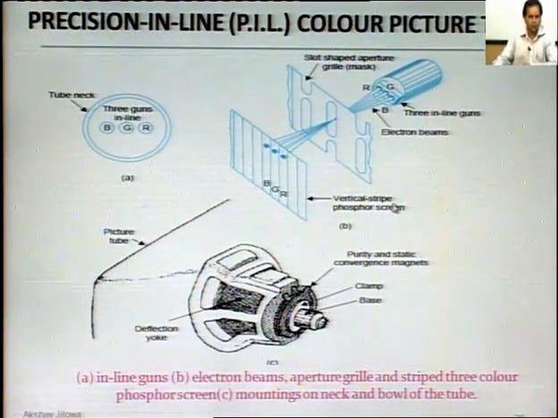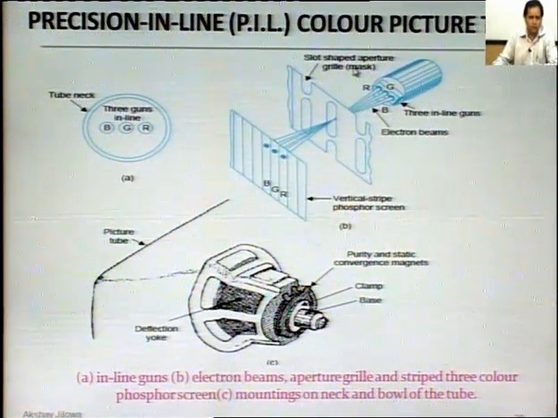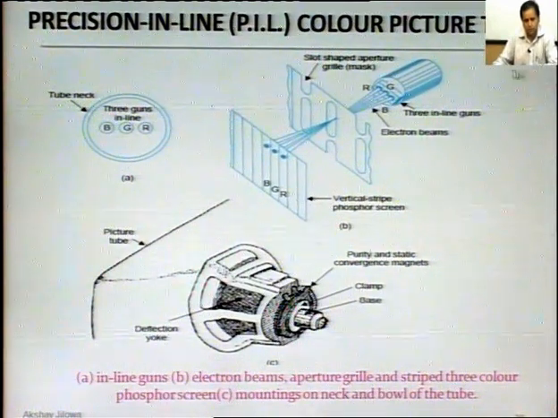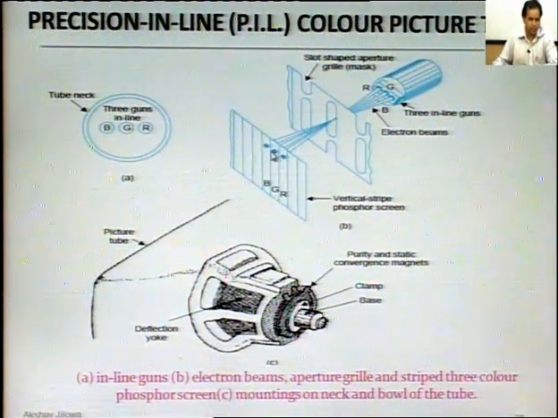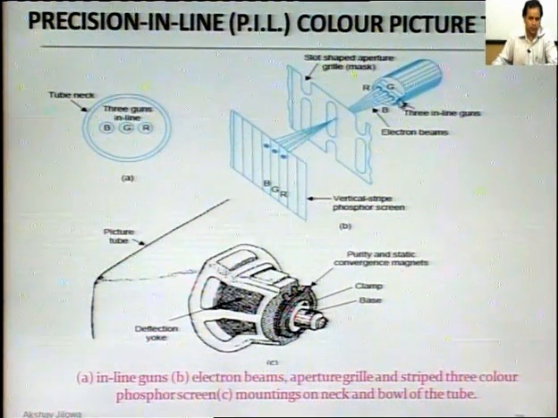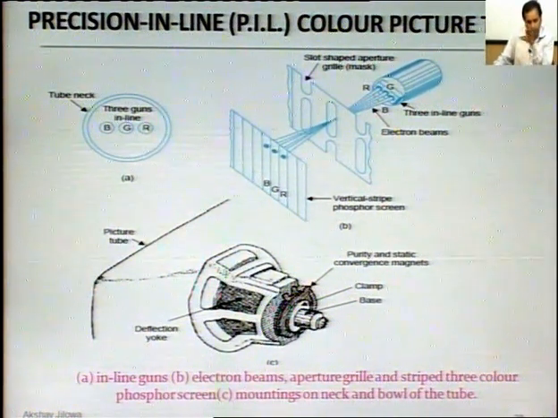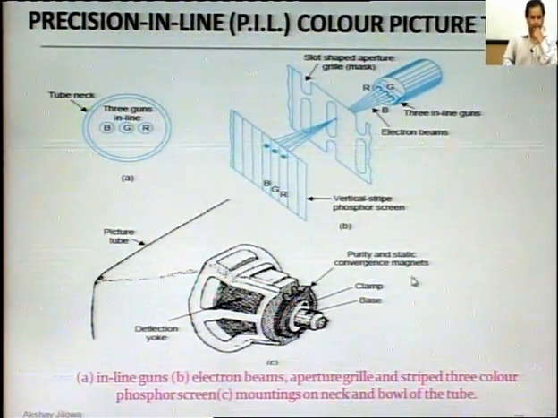Vertical stripes of phosphorus screen are formed, and the electron beams from the three guns pass through a slot shaped aperture, or grill, or shadow mask, and after passing through this they strike the respective phosphorus stripe. If it is blue it will strike the blue, if it is red it will strike the red, and green will strike the green. It is in this form that these beams travel and strike the respective phosphorus spot.